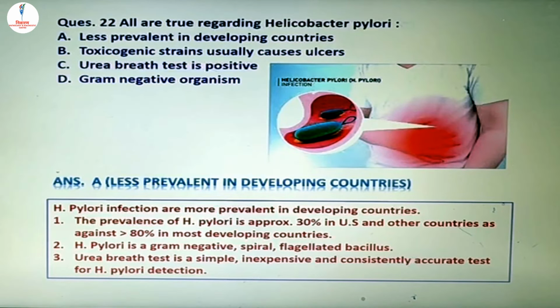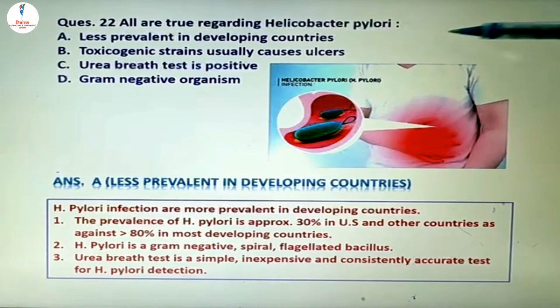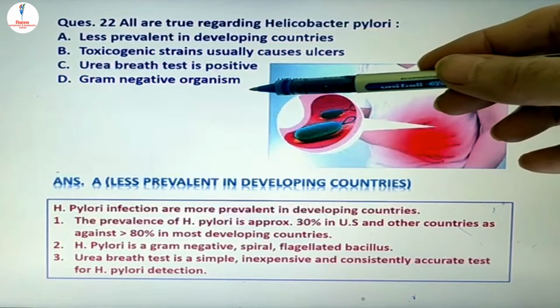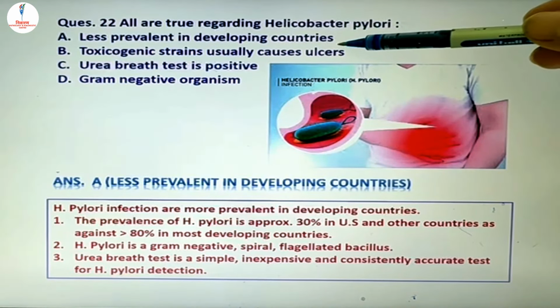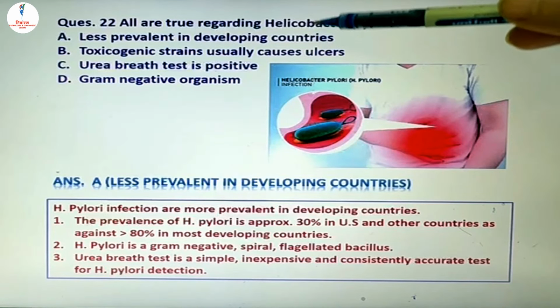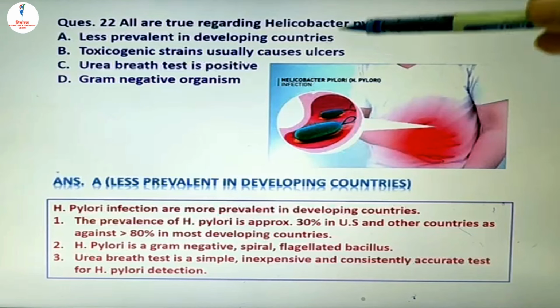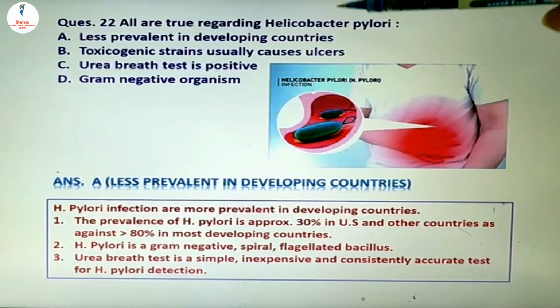So the true statements are: toxigenic strains cause ulcer, yes; later on causes adenocarcinoma, yes; urea breath test is positive, yes; GNB gram negative organism, yes. So the answer, less prevalent in developing countries, is wrong, because it is very prevalent in developing countries, more than 80% in our country India, and 30% in developed countries.